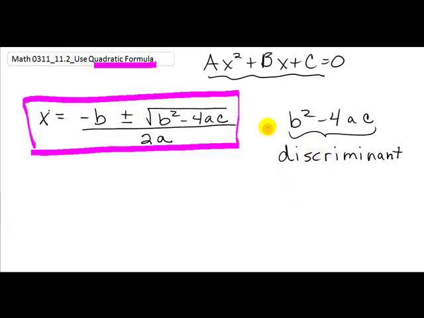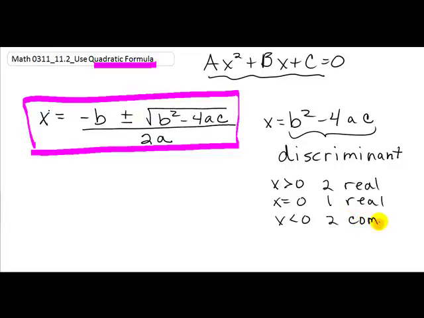So if you, let's put the x equals, because you'll get an answer. So if x is greater than 0, then you'll get 2 real answers. If x is equal to 0, you'll get 1 real. And if x is less than 0, you'll get 2 complex, which, remember, the complex involve that imaginary number.